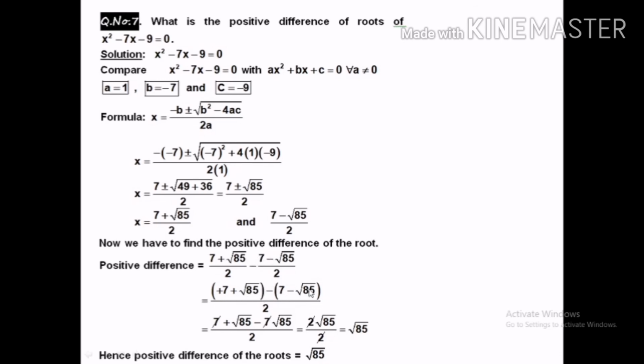By expanding the brackets and simplifying, we get 7 plus root 85, this becomes minus 7 and minus minus plus root 85. So minus 7 plus root 85 divided by 2. Minus 7 plus 7 cancel, root 85 plus root 85 becomes 2 root 85 divided by 2. So the 2s cancel each other, we get only root 85. Hence the positive difference of the roots of the given equation is root 85.